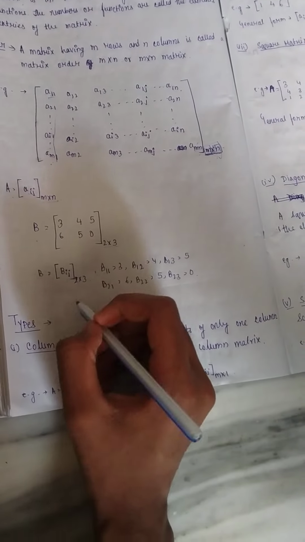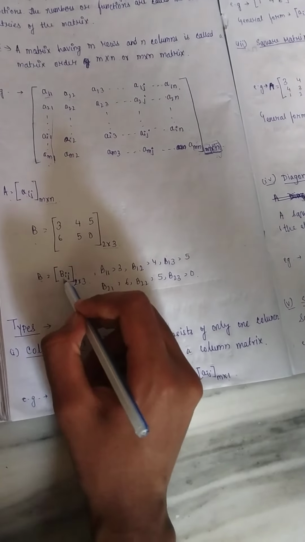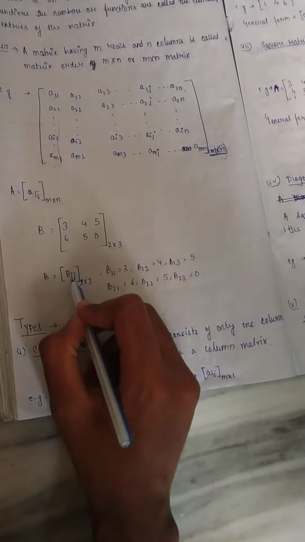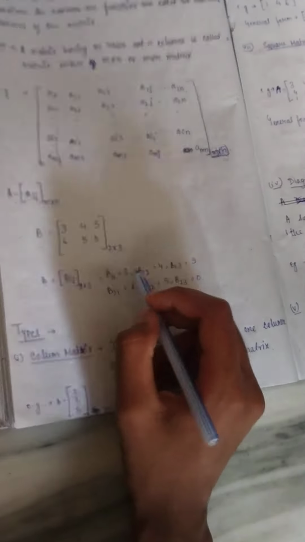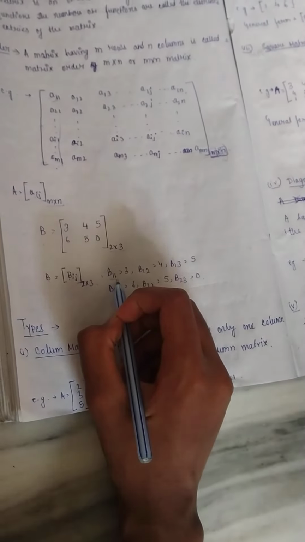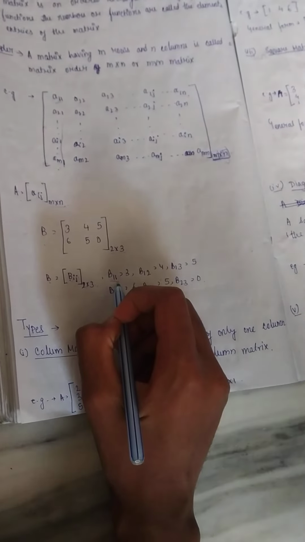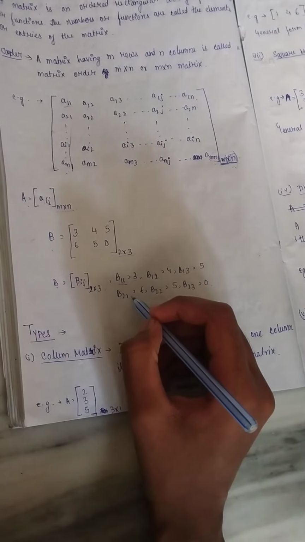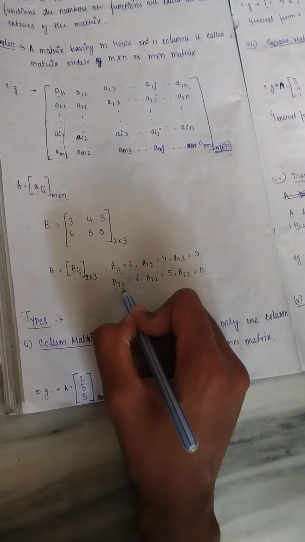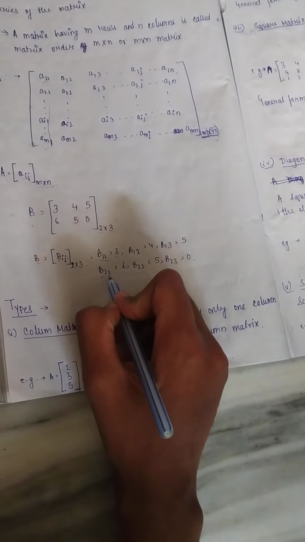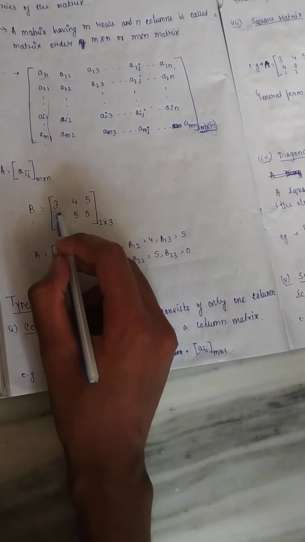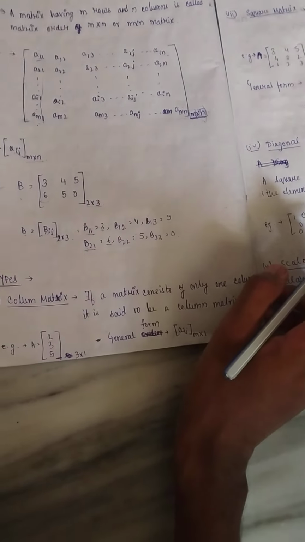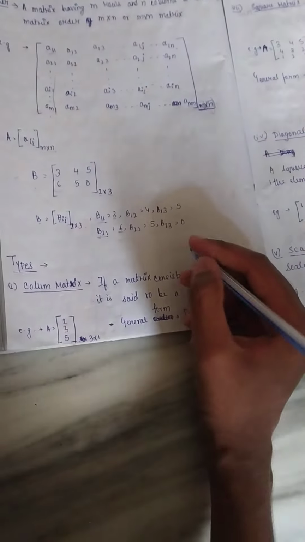Now in general, B equal to Bij, where Bij is the element which belongs to the ith row and jth column. For example, here B11 is the element belonging to the first row and first column, which is 3. Another example, B21 is the element belonging to the second row and first column, which is 6, so B21 equals 6. Now we come to the types of matrices.